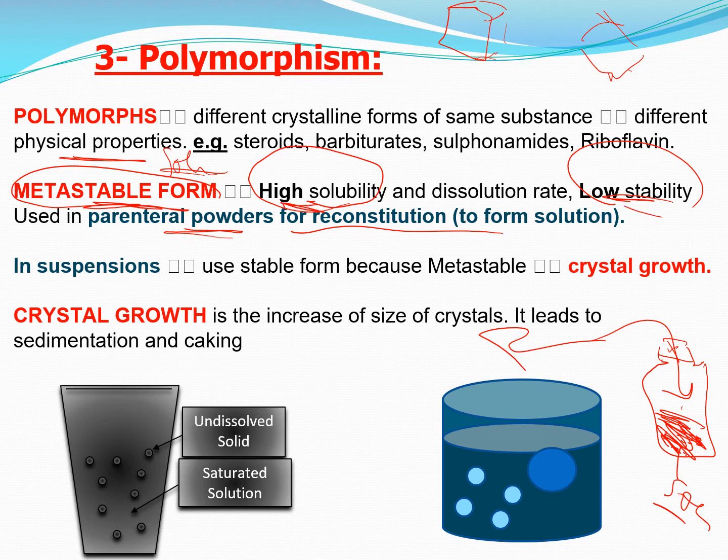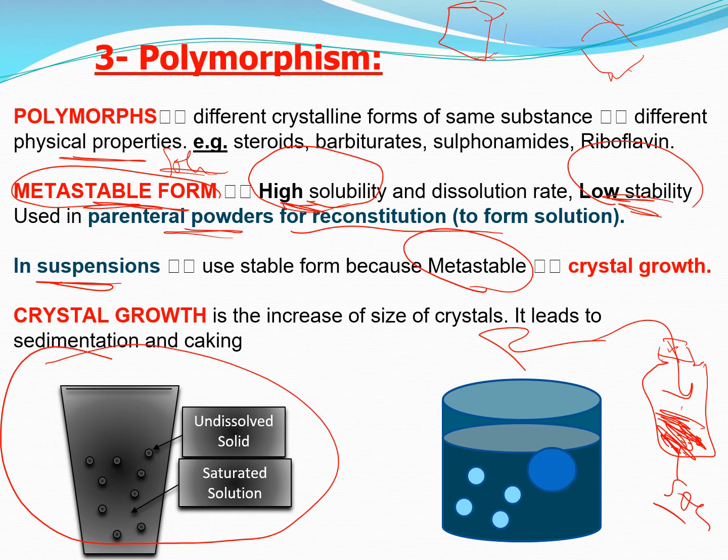At the same time, stability is not important. On the other hand, if you have a suspension, it's very important to have a stable form, because if you have a metastable form, with time, the powder will change from the metastable form to the stable form. And you know that any suspension is formed of two components. Powders that are precipitated, and you can see that by your eye, and the other powder which are dissolved in the fluid or in the solvent and make it saturated.